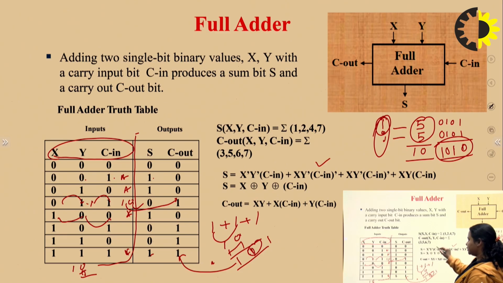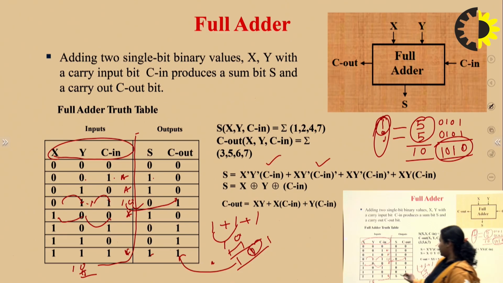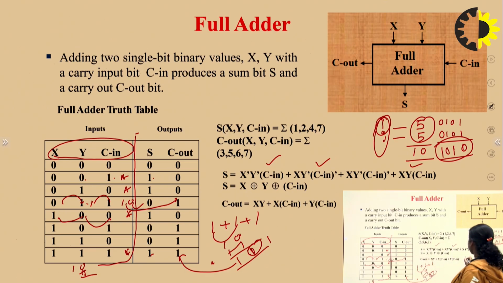So this expression is correct, this expression is correct, and the last one is when all three are x y and c in, and then the second one is x bar y c in bar, right? So this is like this, right? So this is the correct expression. Then we can write this expression as x XOR y XOR c in. Clear? In a similar way we will be writing for Cout.